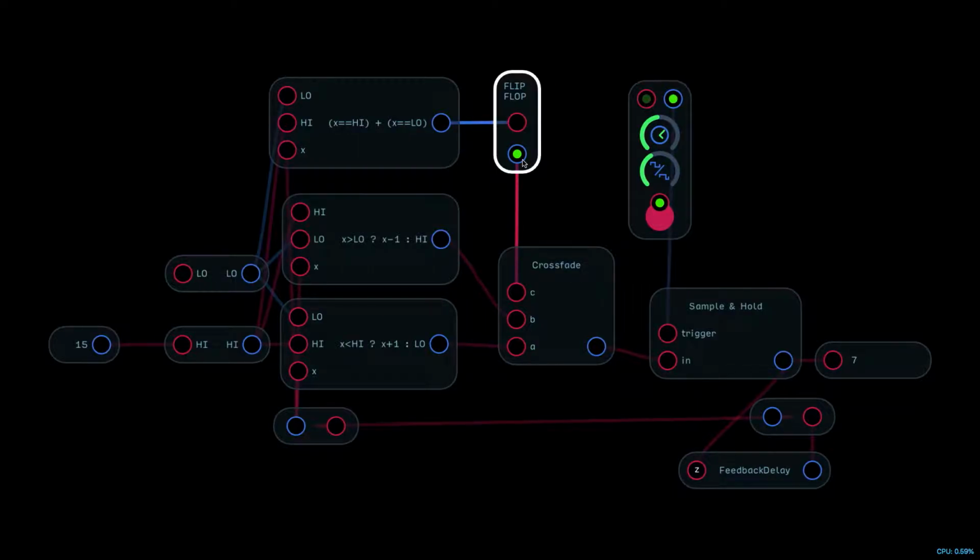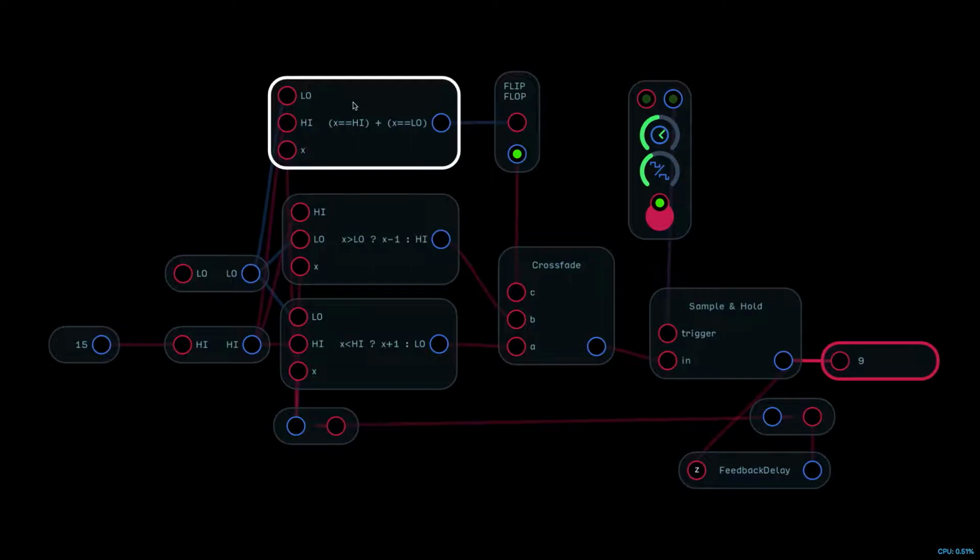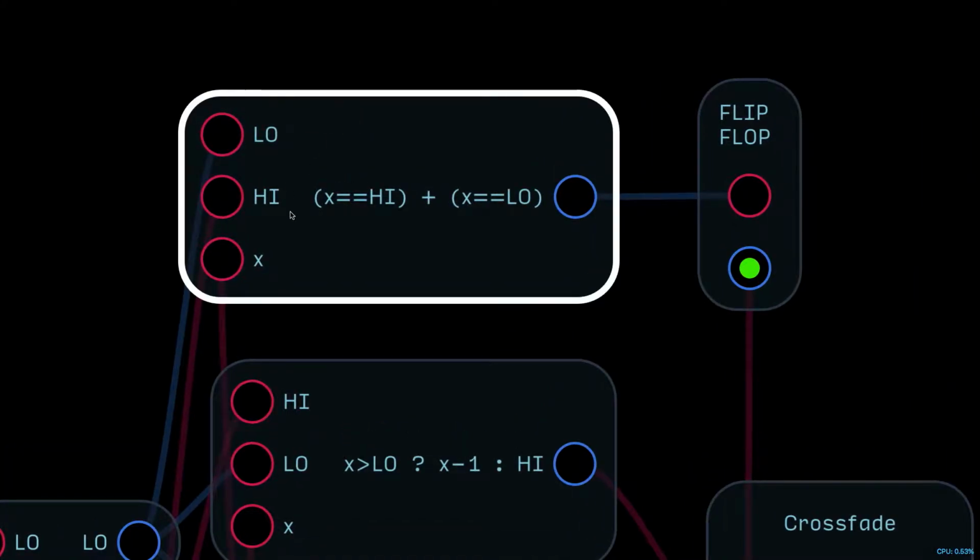Now that I have the flip-flop in charge, how do I make it switch back and forth at the right time? And the right time is to switch whenever the count is at the high or the low value. So let's make that expression: open paren x equal high, close paren plus, open paren x equal low, close paren.